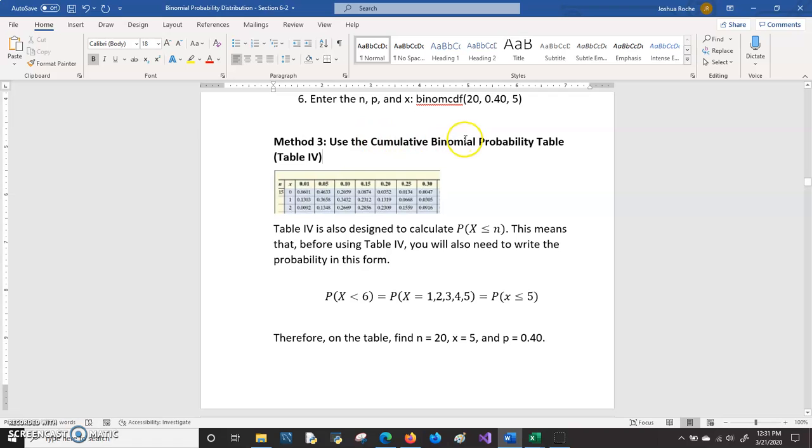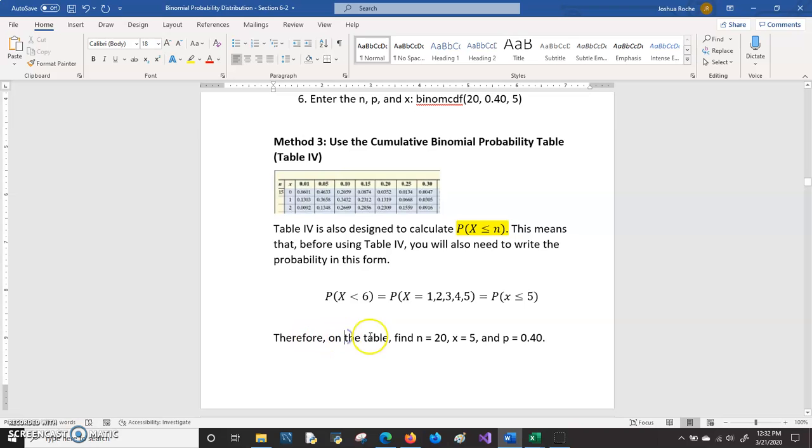This is table 4 in the book. It's called the cumulative binomial probability table. And the table is also designed to calculate this same thing. It's still making the same assumption as the calculator. And that means that before you use the table, you'll have to rewrite your probability in that same way. So same thing as before. X is less than 6 is the same as saying x is less than or equal to 5.